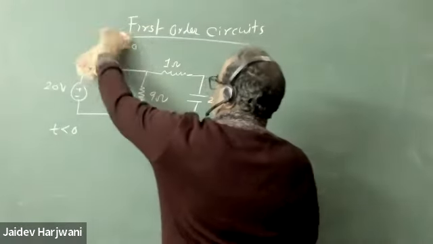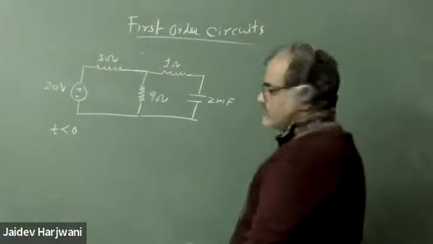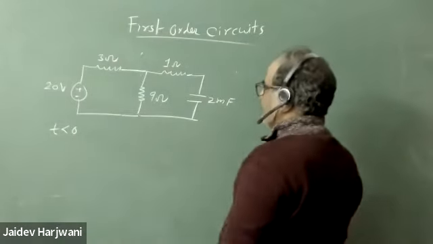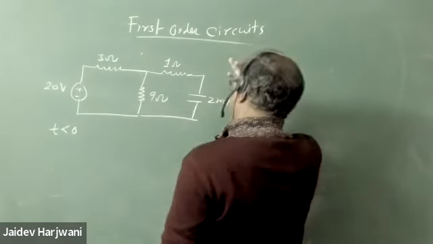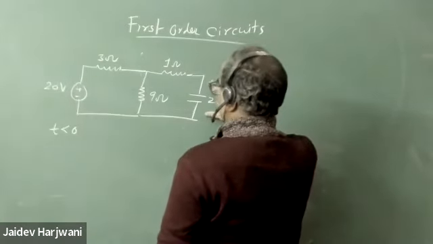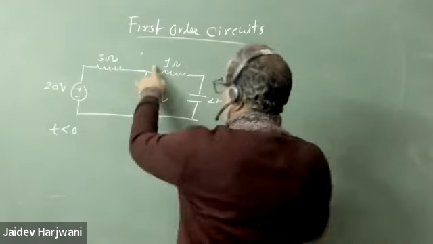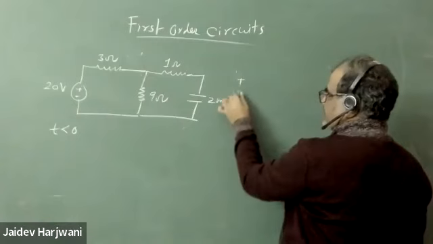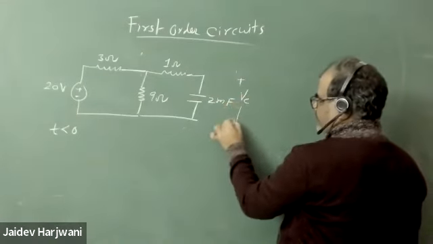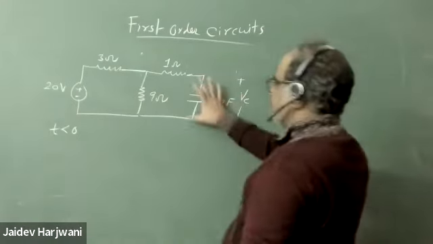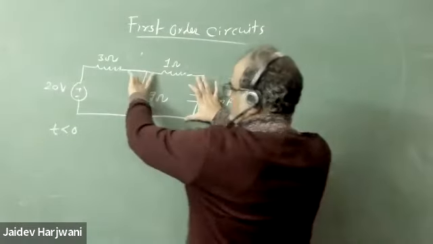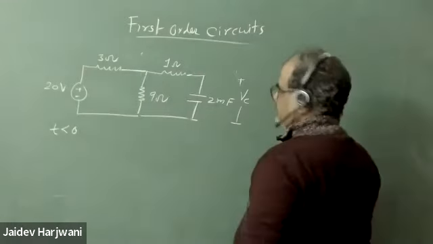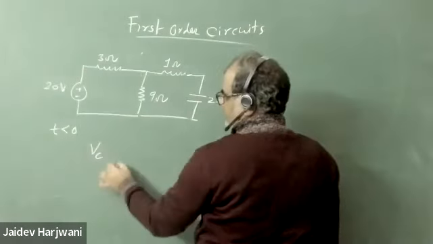So this switch was closed initially. So what is the voltage here? You can calculate voltage here, make it open. If you make it open here, no current will flow here. You want to calculate voltage VC here at t is equal to 0. So open this one, no current will flow here. Whatever voltage comes here, that will be your VC, isn't it?